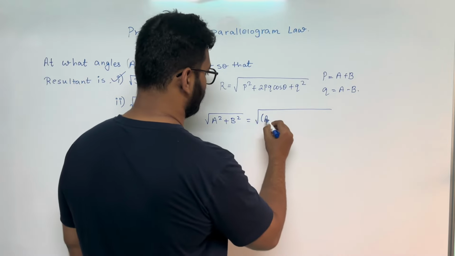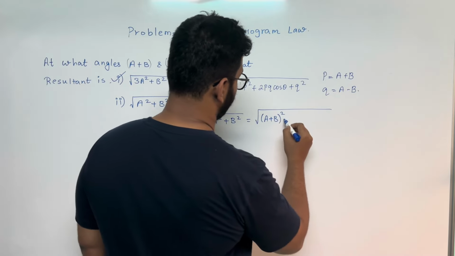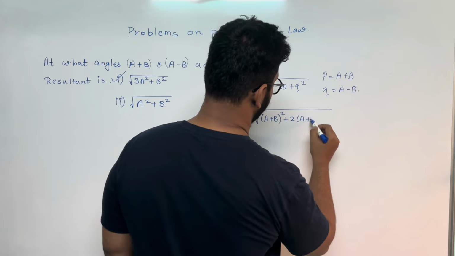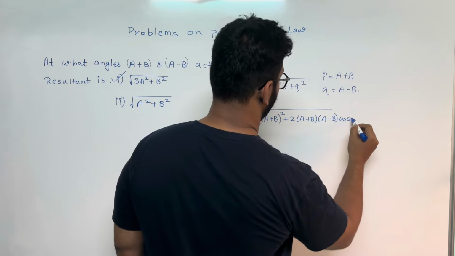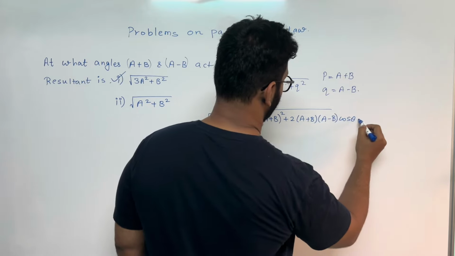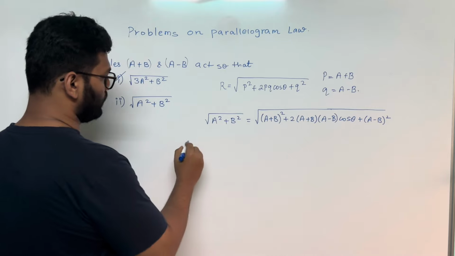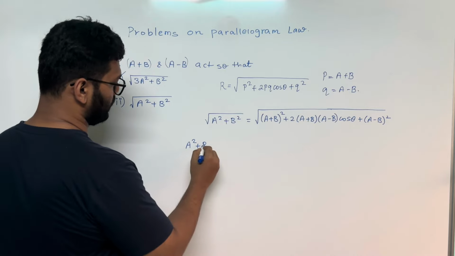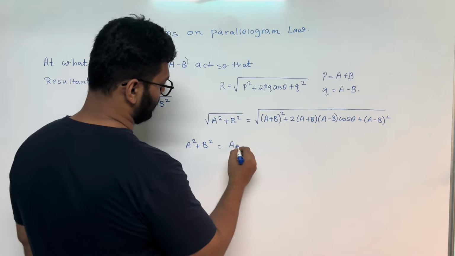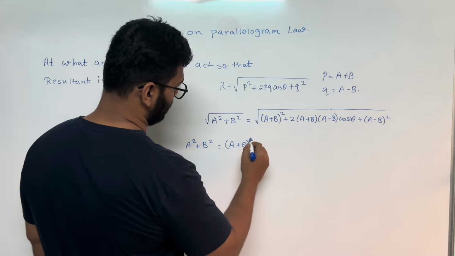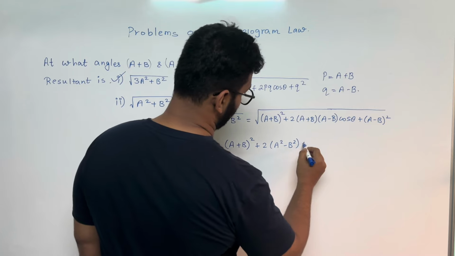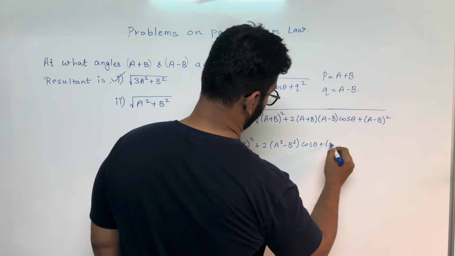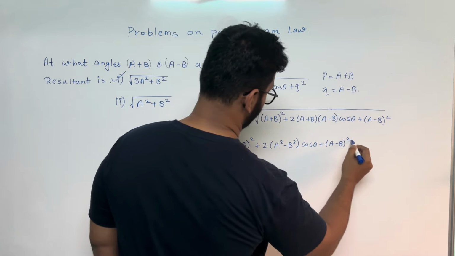Again the same thing, right? The right hand side is the same. It's not going to change. Why I erased it, I don't know. (a minus b) whole square. So if I square both the sides, you will get a square plus b square is equal to (a plus b) whole square plus 2 times (a square minus b square) cos theta plus (a minus b) whole square, right?